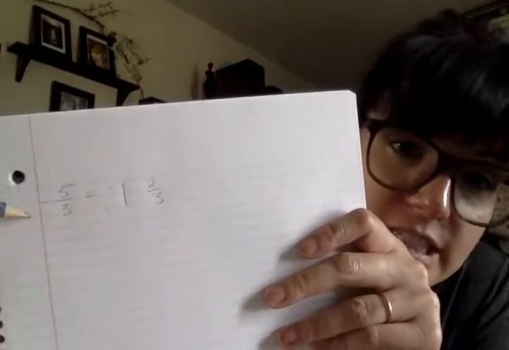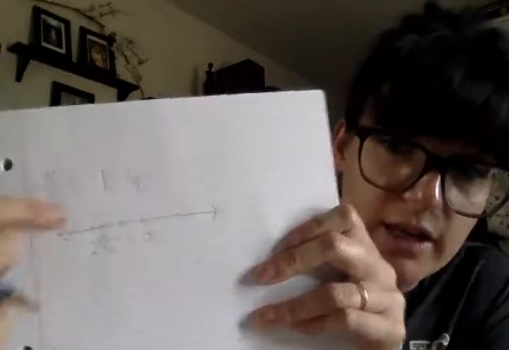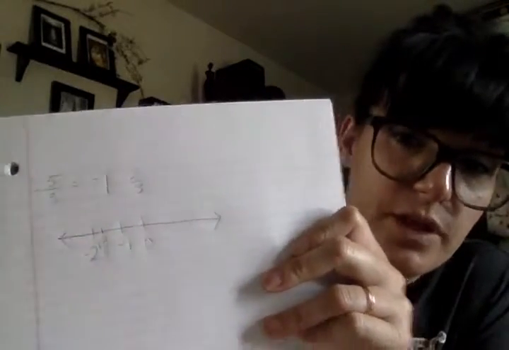So negative 5/3 is going to be the same thing as -1 and 2/3, because you have 3 full thirds here, and then you have 2 extra. So we're comparing -1 and 2/3, which I'm just going to draw on a number line here. -1, -2, so it's about halfway, or a little bit more than halfway in between the -1 and the -2. So that's where that's going to be.